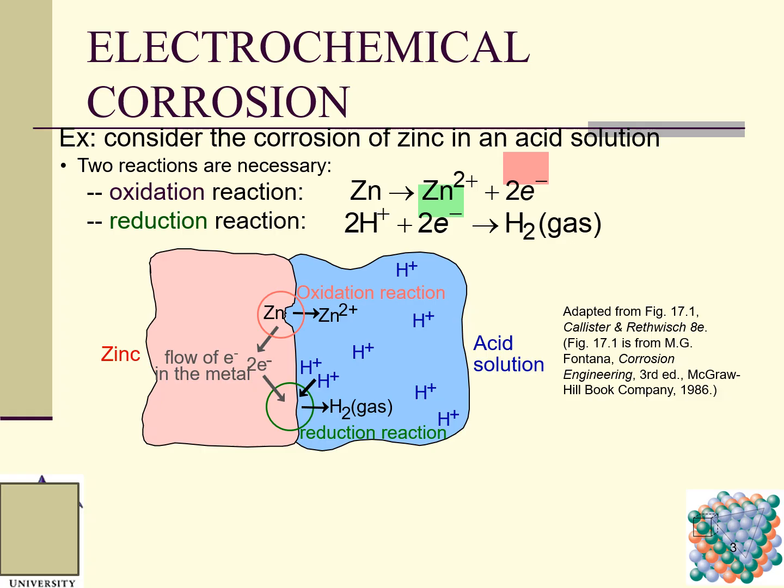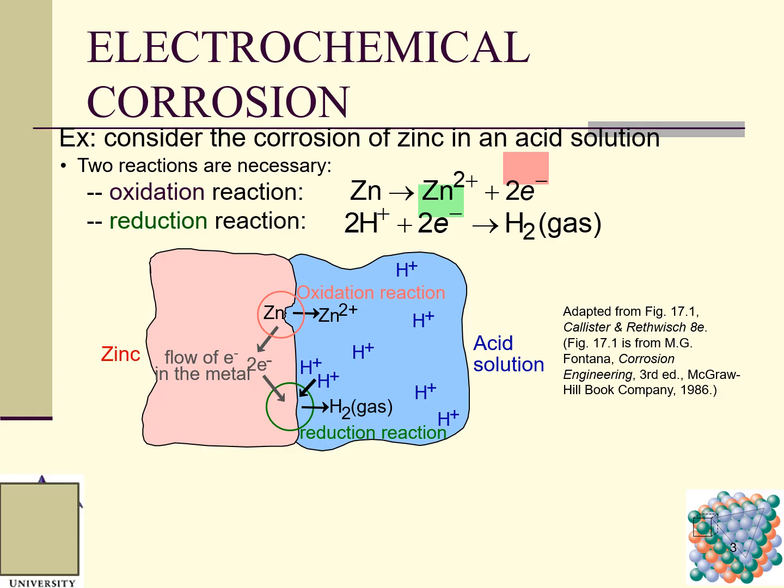So the zinc atom becomes the zinc ion, and then we have 2 free electrons. These free electrons will be captured by 2 hydrogen ions. Then the hydrogen becomes H2, the hydrogen molecule. The hydrogen molecule becomes a gas, and this gas will be released.